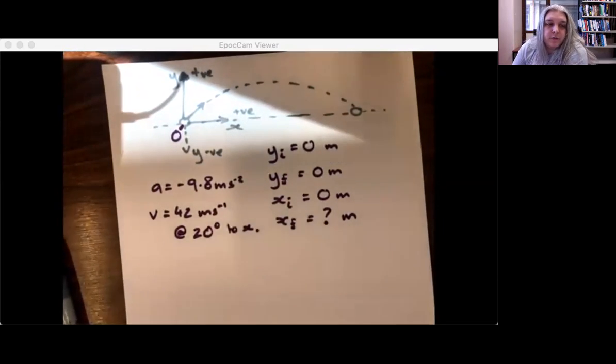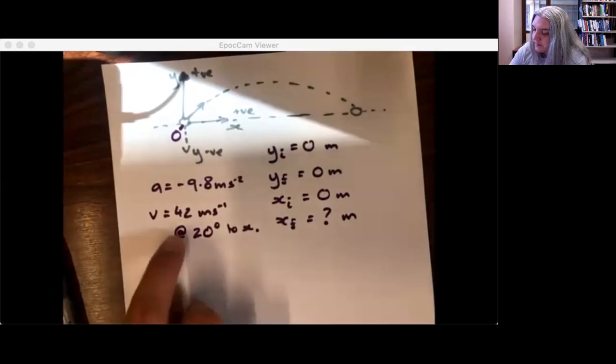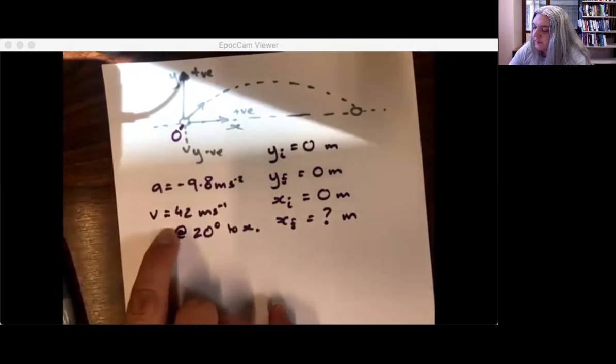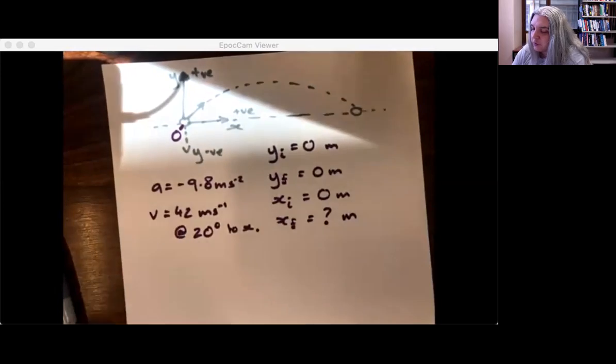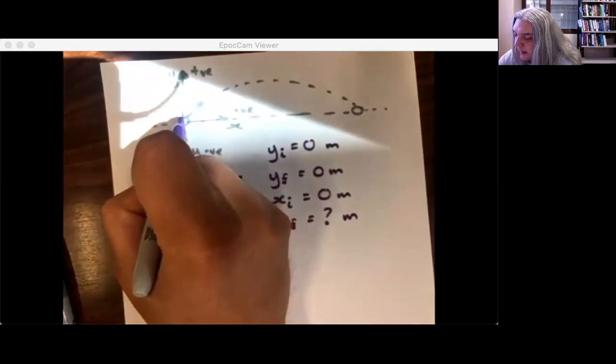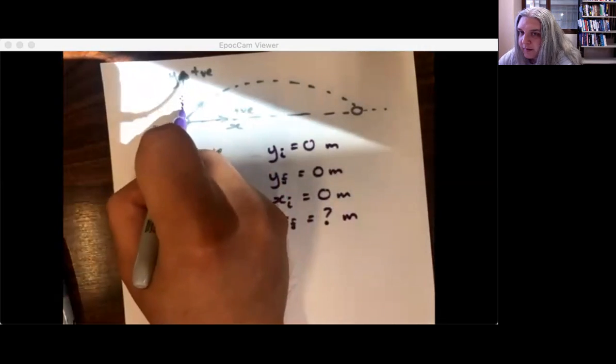The first thing we want to do, hopefully you realize, is to decompose this velocity. Because as we said, we can treat it as two separate motions. We can think about the path of the ball going up and then back down.